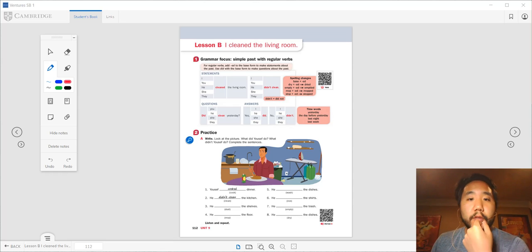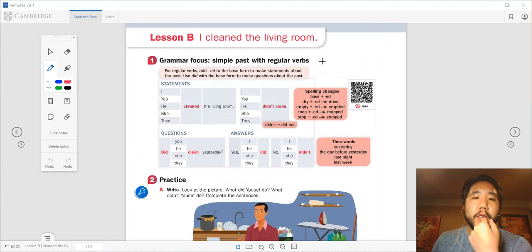So our focus for today is going to be on simple past with regular verbs, as you can see right here. Simple past with regular verbs.